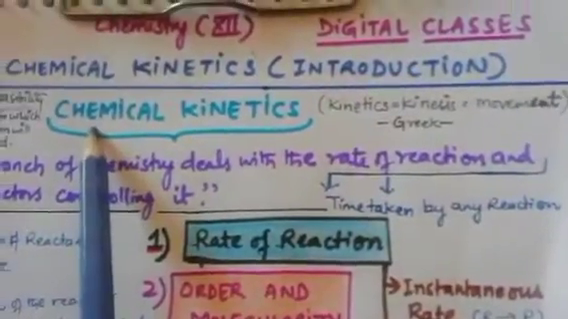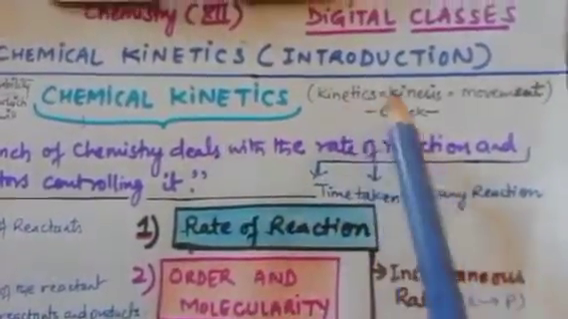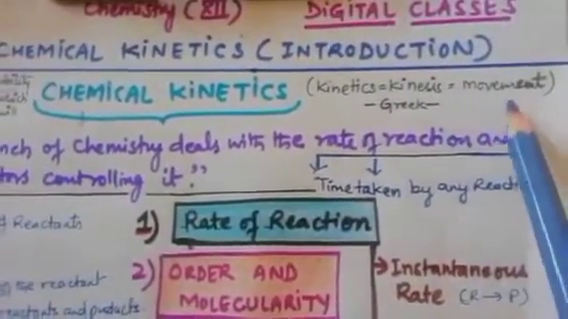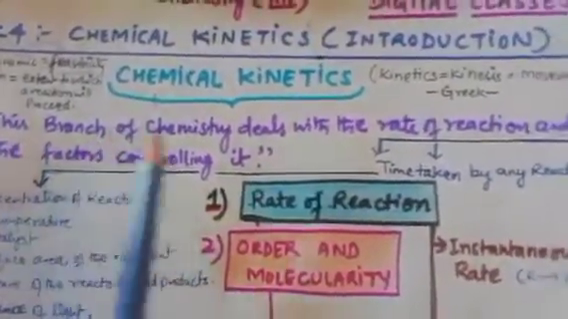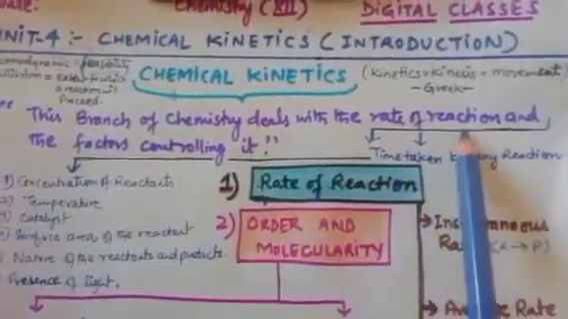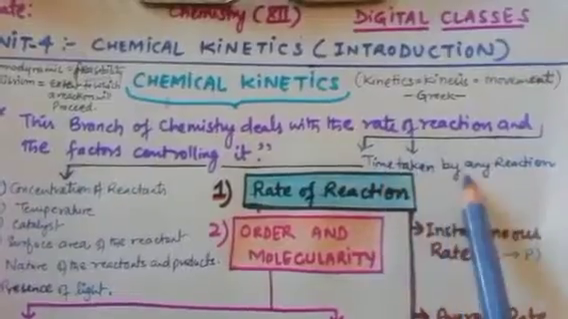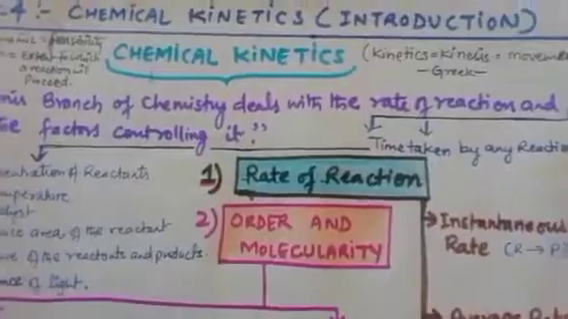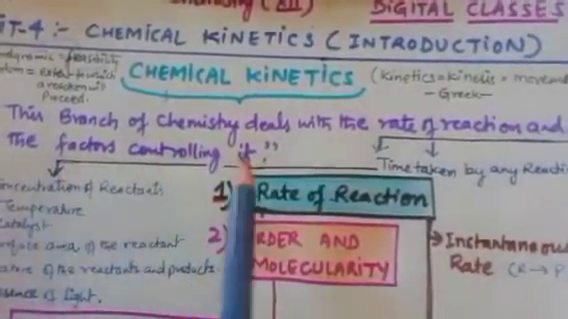So let's understand chemical kinetics. First, the meaning of chemical you know very well, it is the chemistry of elements. And kinetics, what is it? The word comes from the Greek kinesis. Kinesis means movement, and movement is just from one place to another place. So basically this is the branch of chemistry that deals with the rate of reaction. What is rate of reaction now? It is the time taken by any reaction. This is the branch of chemistry dealing with the rate of reaction and the factors controlling it.